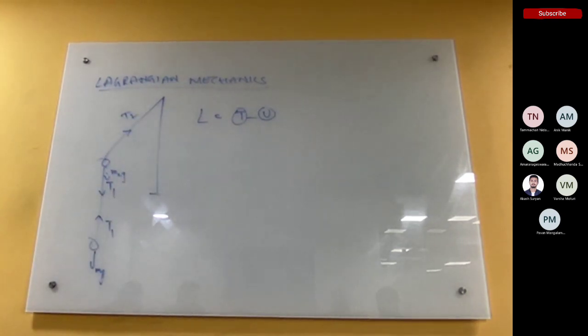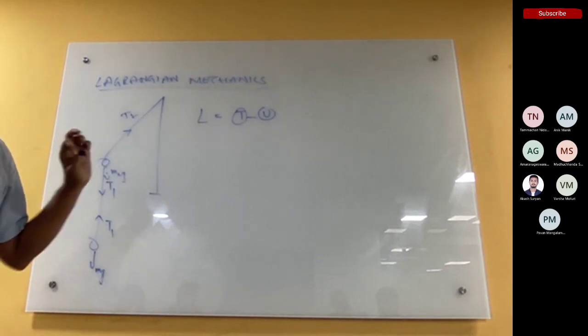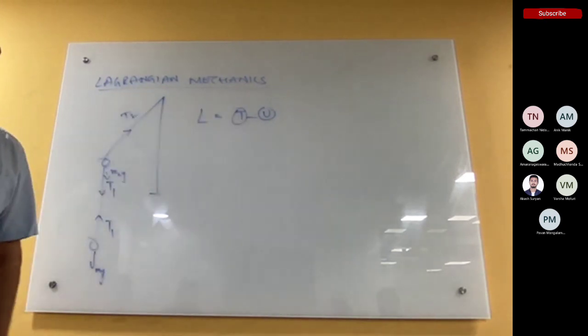Okay. I'll tell you why this will come up a lot in quantum mechanics. In quantum computing, we will calculate the Lagrangians to understand the energy states. Okay. But this is what it is. So it is written as this.